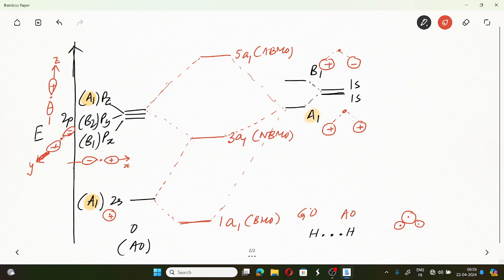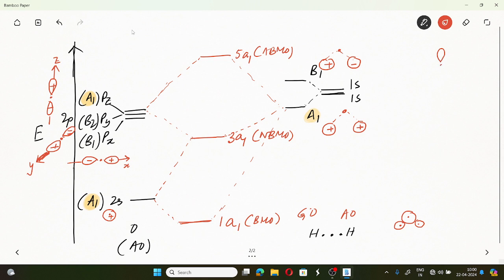Now if you want to look at the shape of this antibonding molecular orbital. Antibonding molecular orbital means they are combining in out of phase. That means suppose this is out of phase, of course it will have very low contribution from S. So major contribution is from 2pz and A1. They are practically combining in out of phase. So what should be the shape? We can write the shape like this.